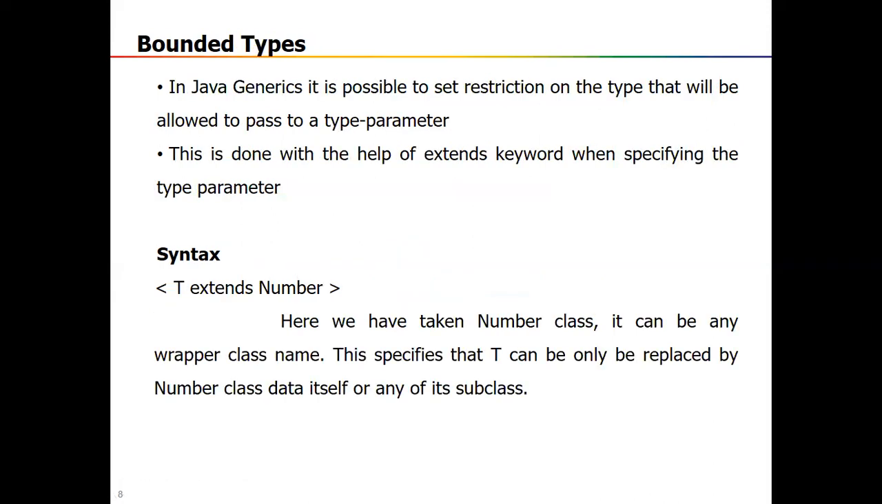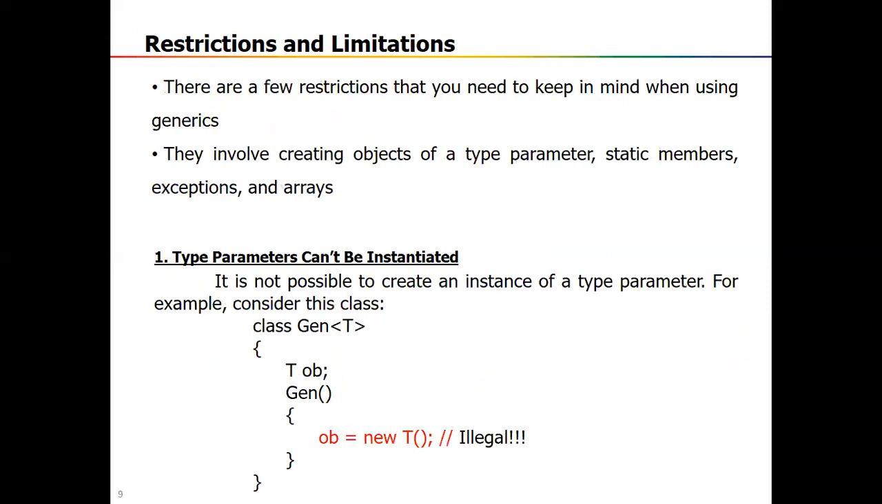Bounded types. In Java generics, it is possible to set restrictions on the types that will be allowed to pass to our type parameter. This is done with the help of the extends keyword when specifying the type parameter. This is the syntax: T extends Number. Here we have taken the Number class. It can be any wrapper class name. This specifies that T can only be replaced by Number class itself or any of its subclasses.